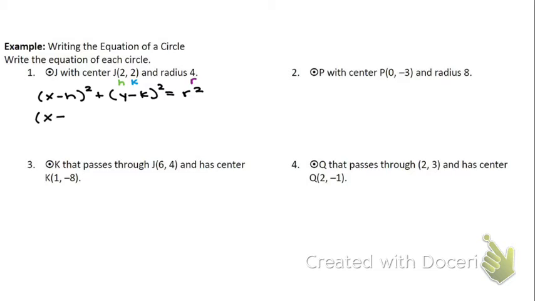So I have x minus my h, which is 2, squared, plus y minus my k, which is also 2, squared, equals my r, which is 4 squared.